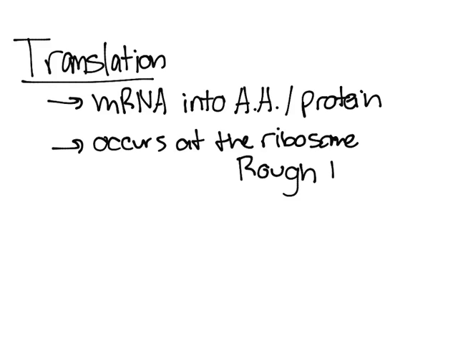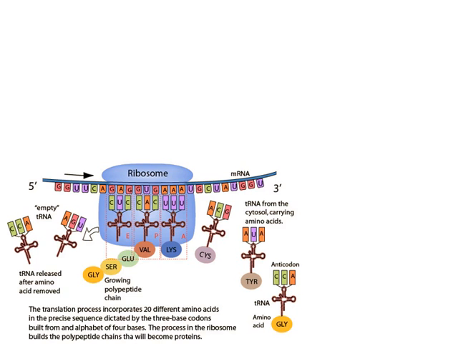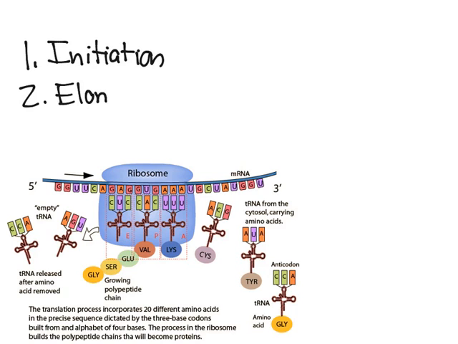Remember, the rough endoplasmic reticulum has a lot of ribosomes studded all over it. And so let's talk about the whole process. Let me clear this. And so this is a good diagram of what's actually going on in the ribosome. And so translation occurs in 3 steps. One is initiation, 2 is elongation, and 3 is termination.